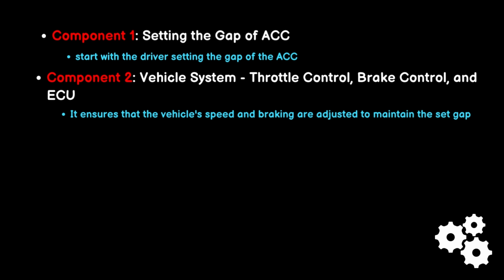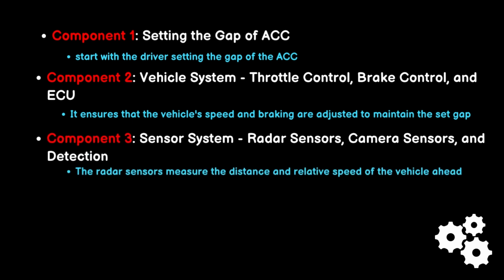Moving to the sensor systems, we have radar sensors, camera sensors, and their detection capabilities. These sensors are essential for monitoring the road ahead. The radar sensors measure the distance and relative speed of the vehicle ahead, while the camera sensors provide visual data to assist in detecting objects and lane markings.